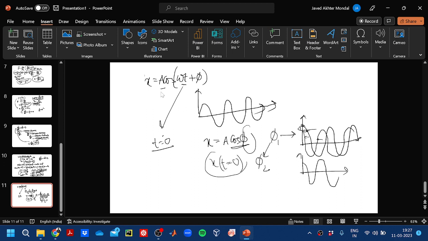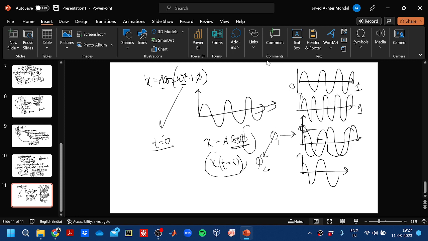So we have three parameters. If we increase our amplitude, the maximum displacement will change, but zero positions will not change. And if we increase our frequency omega, then in a given time interval the number of oscillations will increase. So suppose from 0 to 1, for a fixed frequency we have this 3 number of oscillations. Now if we increase omega, we will have more oscillations in the given time interval.